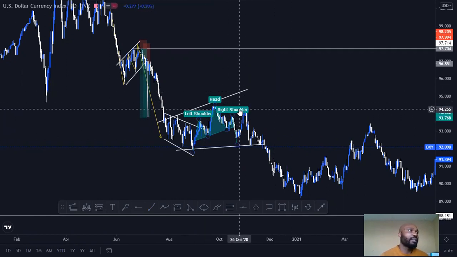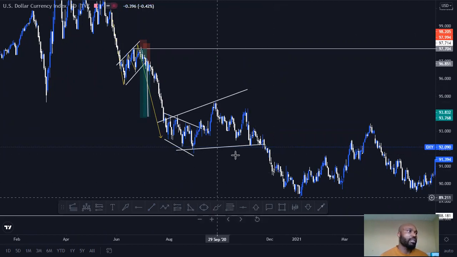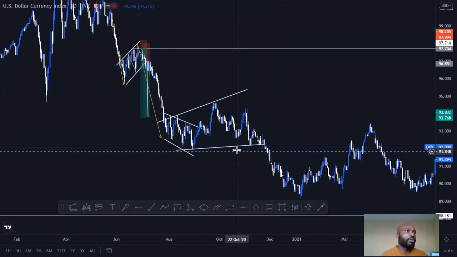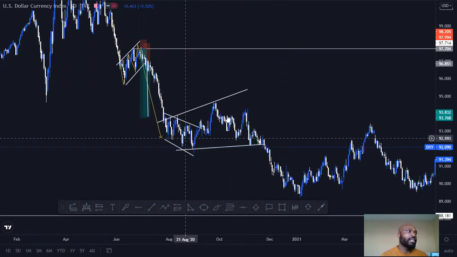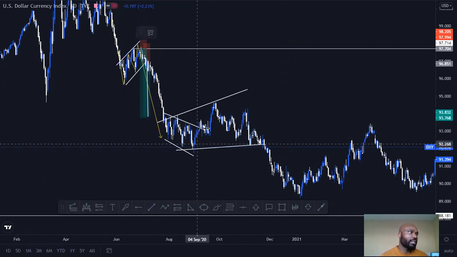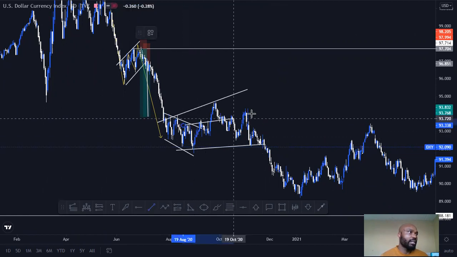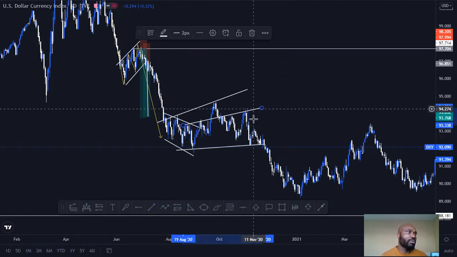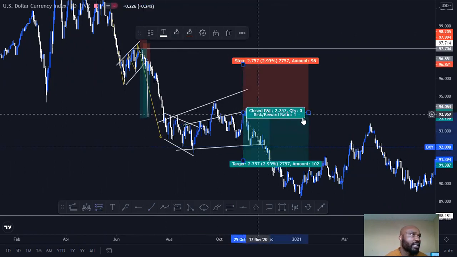And another way you could have entered this trade was when that head and shoulder pattern formed, price came back to retest that head and shoulder pattern. Okay, it came back to retest the shoulder line. So that was the entry there that you could have had. That's the entry.